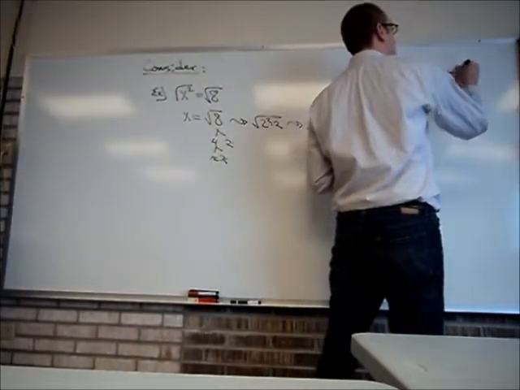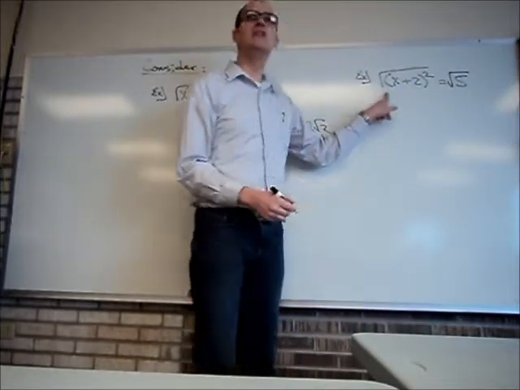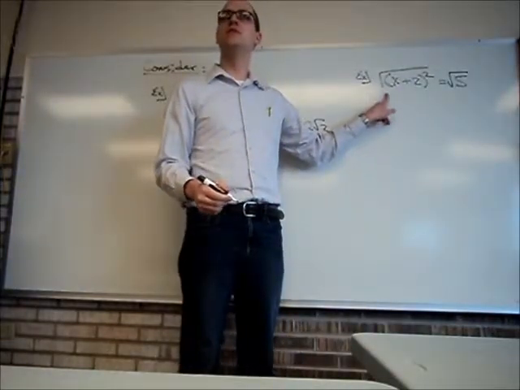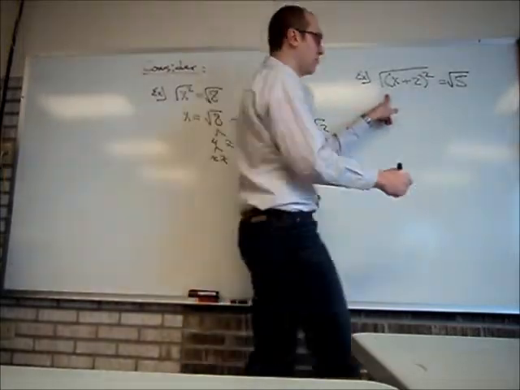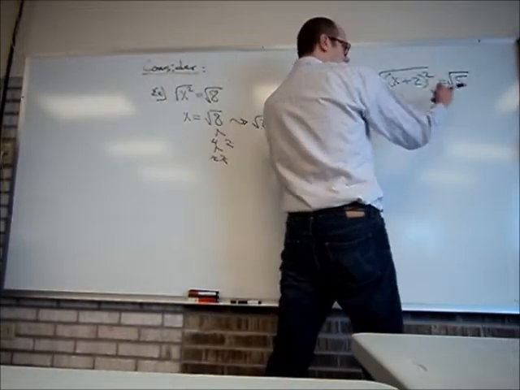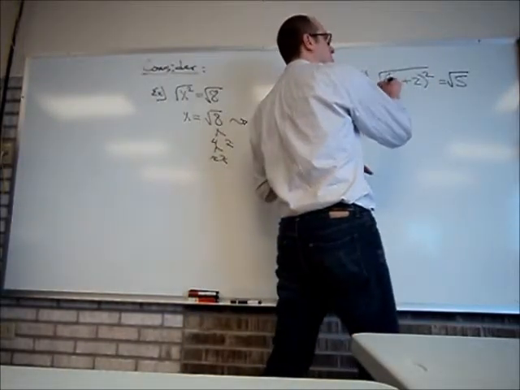Square root both sides. Why am I square rooting? To get rid of the squares, essentially getting rid of the parentheses. Well done. That does the trick. The square root undoes the square.